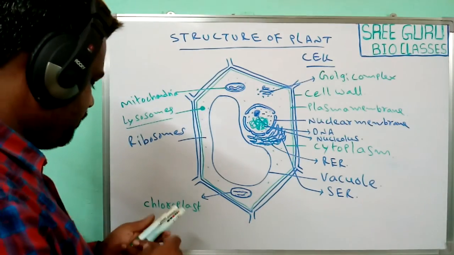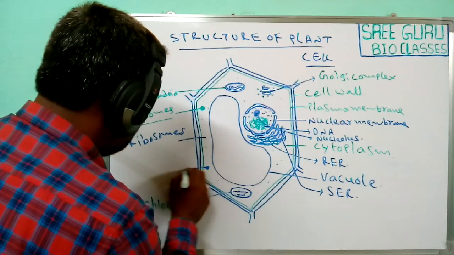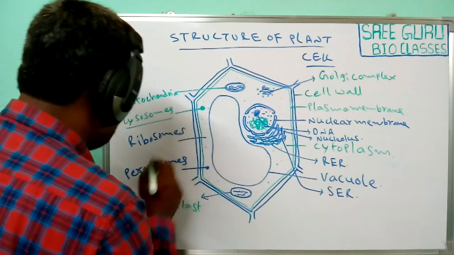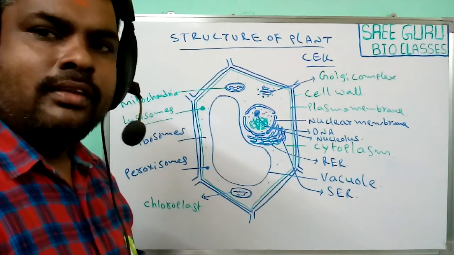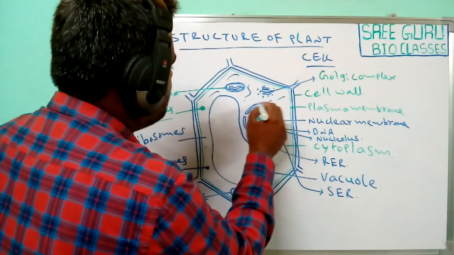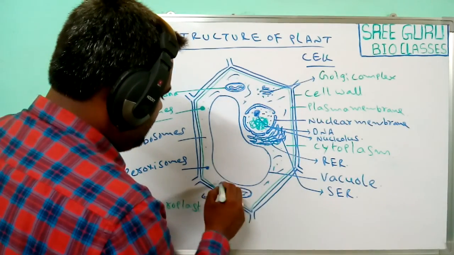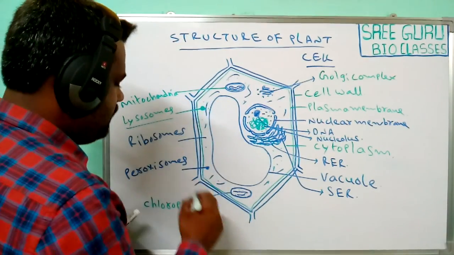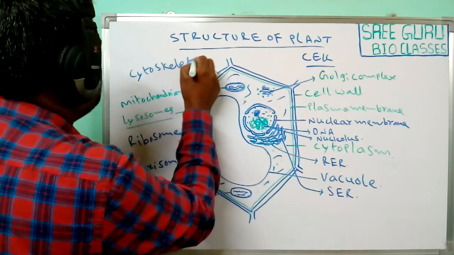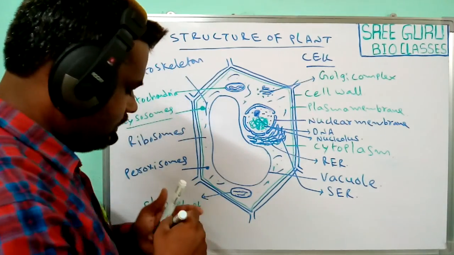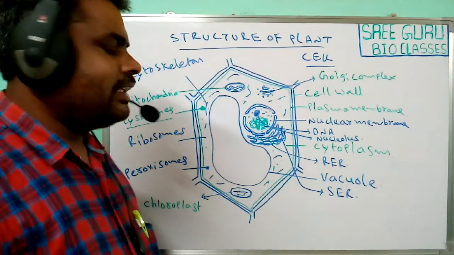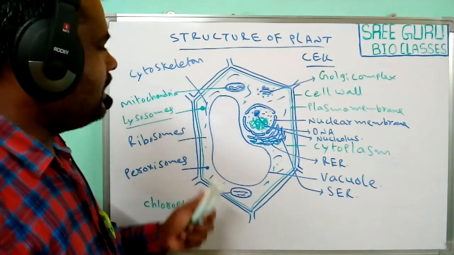Next, some peroxisomes are also observed. Peroxisomes are also present in this plant cell. Next, some cytoskeletal structures are also present in this plant cell. Cytoskeleton structures are present inside the plant cell. So these are the common characteristic features observed in this plant cell.